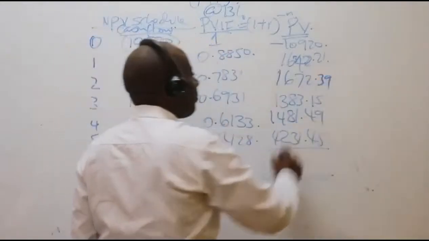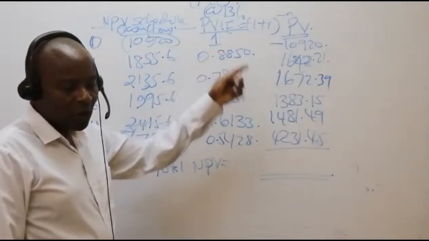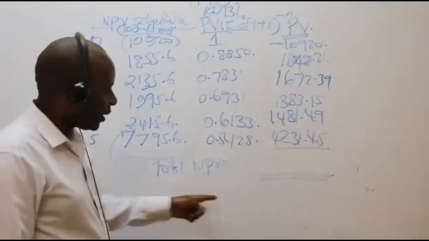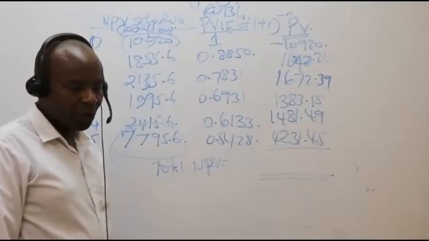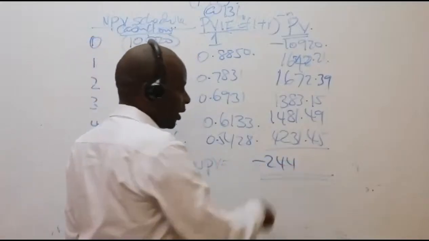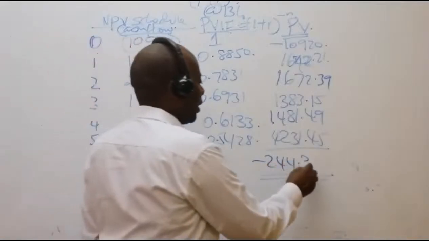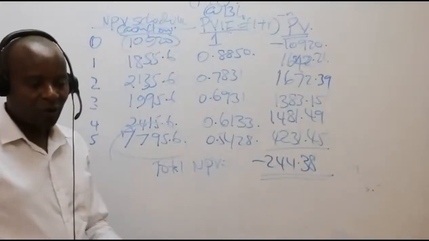So now I suppose that all our figures are correct. So then could you kindly give us the total net present value, which will end up giving us negative 244? Can somebody else confirm this?